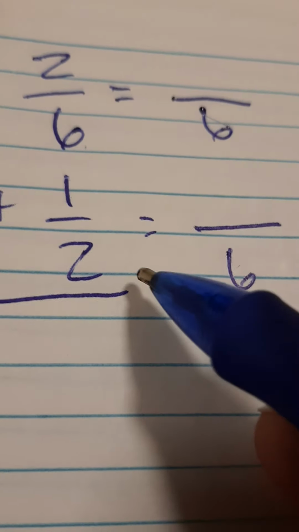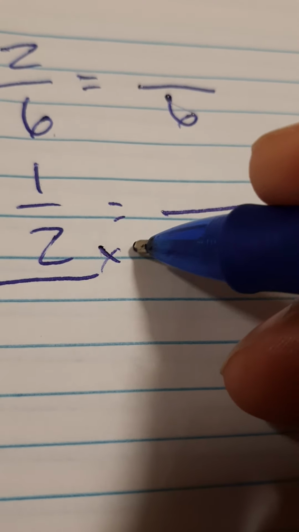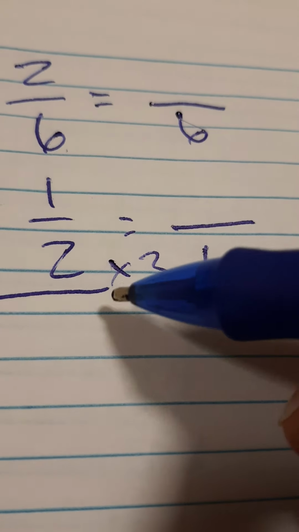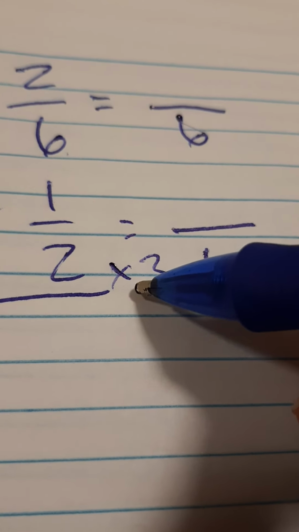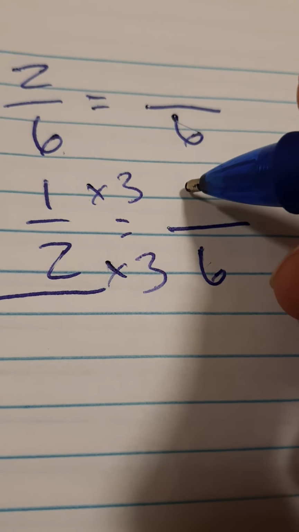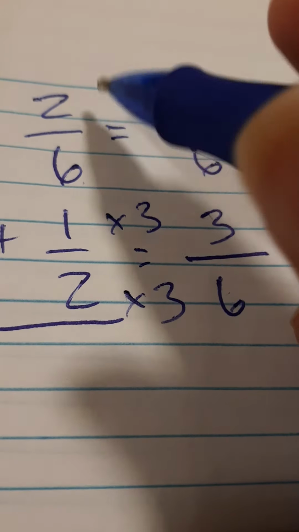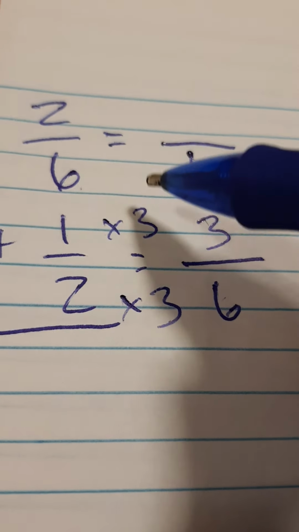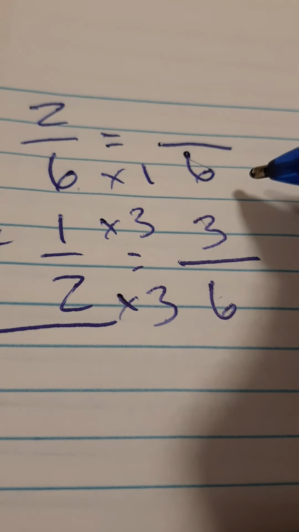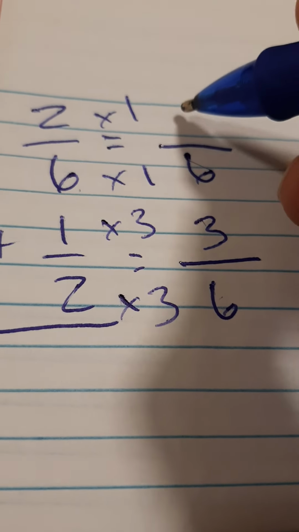So 2 times something equals 6. And that would be 2 times 3 equals 6. What I do to the bottom, I must do to the top. So since I multiplied the bottom by 3, I have to multiply the top by 3 as well. 1 times 3 is 3. Let's do the top here. 6 times something equals 6. That would be 1. What I do to the bottom, I do to the top. So 2 times 1 is 2.